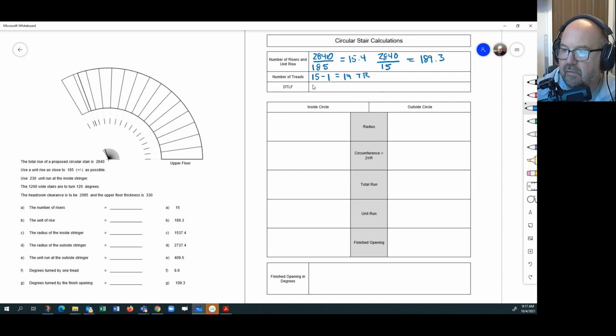Headroom was 2085, plus the upper floor thickness of 330. 2415.